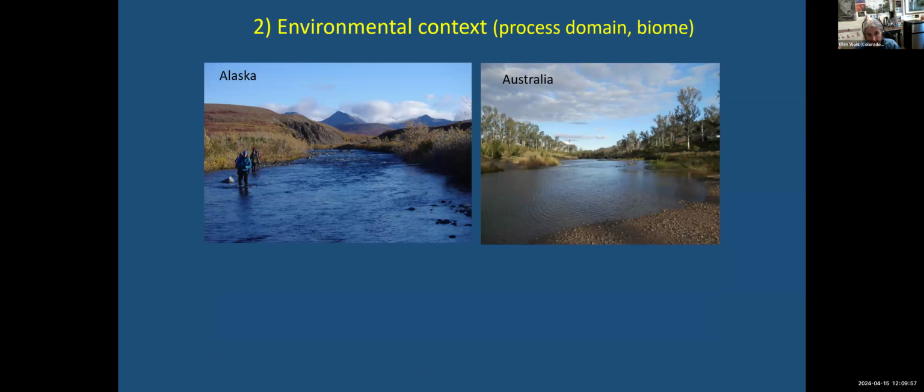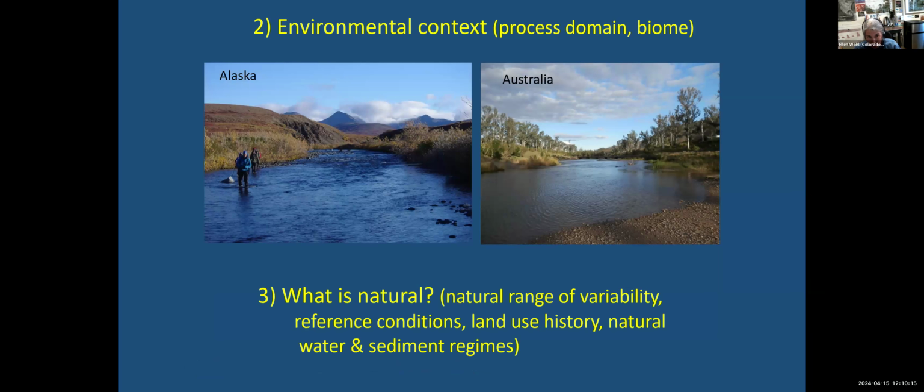That environmental context, again, I just want to make the point, both of these are pretty natural river corridors. This is the Alaskan tundra and the Brooks Range on the left, and then southeastern Australia and the Brisbane River on the right, but they're very, very different. So where you are in a river network and in the world makes a difference in what is appropriate or desirable or achievable in terms of river management and restoration.